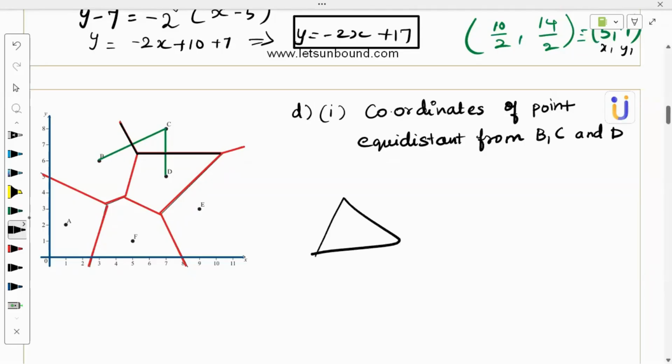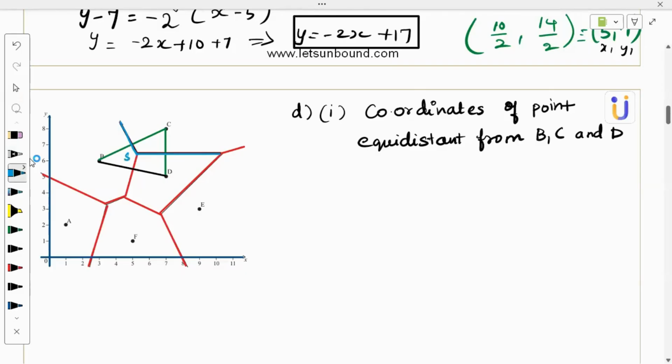So equidistant means, like if you imagine this as a triangle BCD, a point will be equidistant from all the vertices. That point is called circumcenter, right? So circumcenter means what? The perpendicular bisectors' concurrence, correct? Right. So the same thing is going to be applied here. Now coming to the point which is equidistant from B, C, and D. This is a perpendicular bisector. We found it. This is a perpendicular bisector. We found it. Of course, this is the point we are looking for.